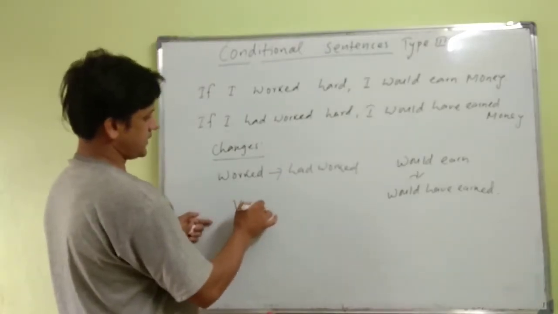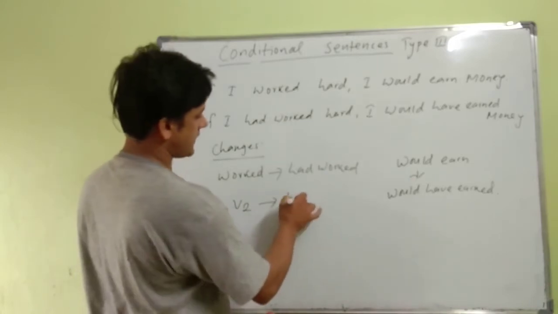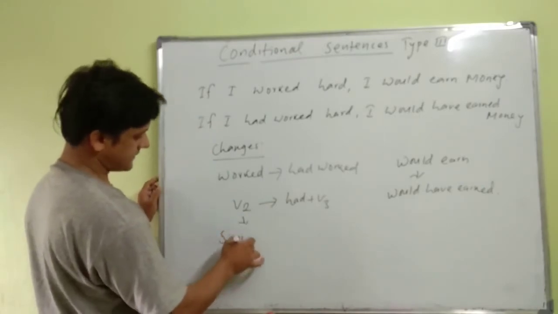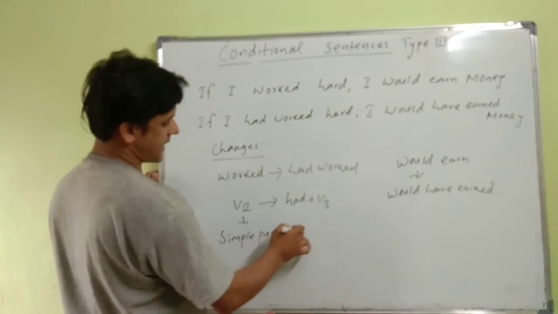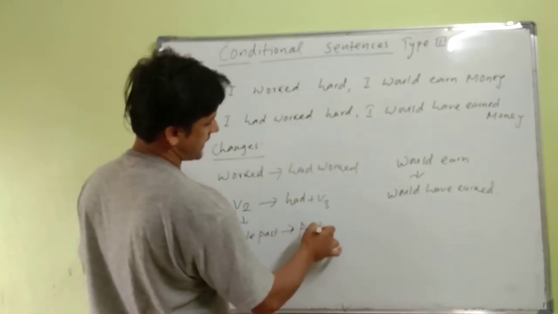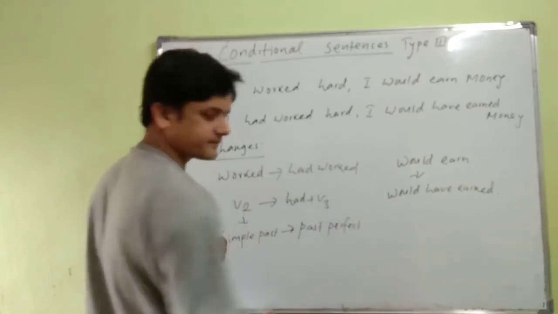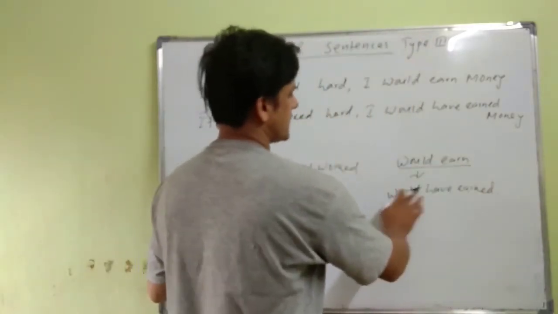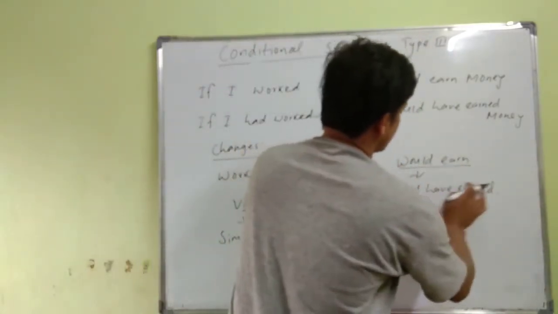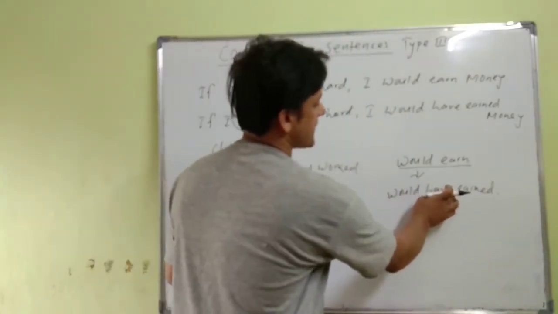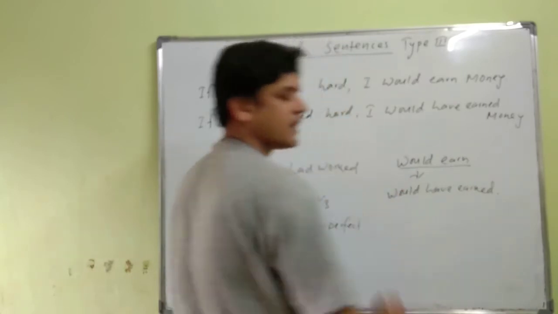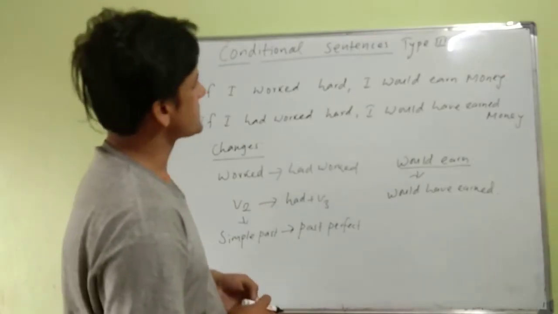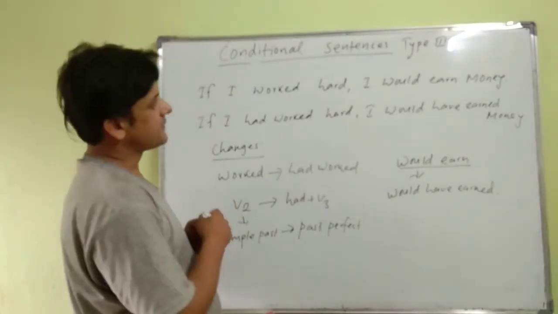So what are the changes you can see here? Worked, this means verb 2, has been changed into had plus verb 3. Technically, this is simple past, and it has been changed into past perfect. Similarly, would earn has been changed into its perfective form, would have earned. After would, have has been added and the main verb has been changed into verb 3. This means would have plus verb 3. This is how we can make sentences in conditional sentence type 3.